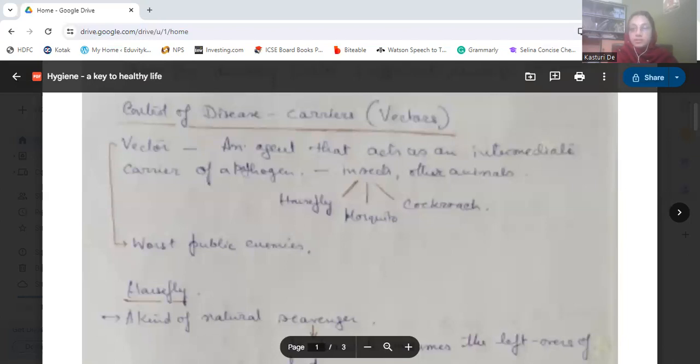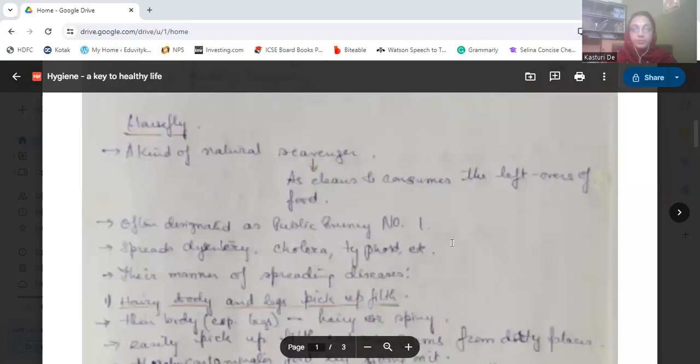Like the insects, these are the vectors. Other animals are also vectors which carry the disease causing germ. The insects like housefly, mosquitoes, cockroaches, then other animals like rats, all are vectors which carry the germs. Vectors are the worst public enemies. Now, we'll start with the discussion of housefly.